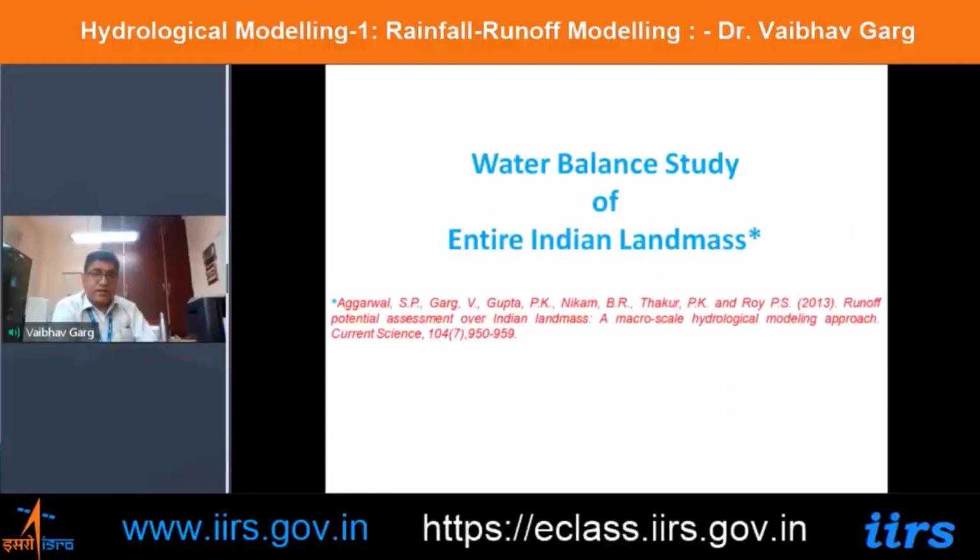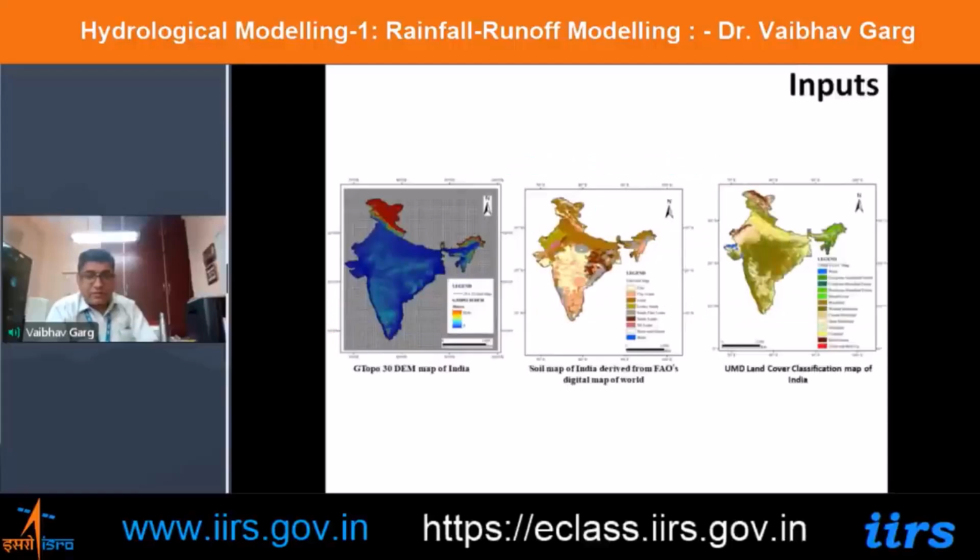Then, as this model works on a grid basis, we have done the water balance study of the entire Indian landmass. For this study we have used the GTOPO30 DEM, which is available at 1 kilometer resolution, and the soil map from FAO. The University of Maryland Department of Geography land use map has been used for the vegetation parameter file. With the help of these, we have generated the soil parameter file.